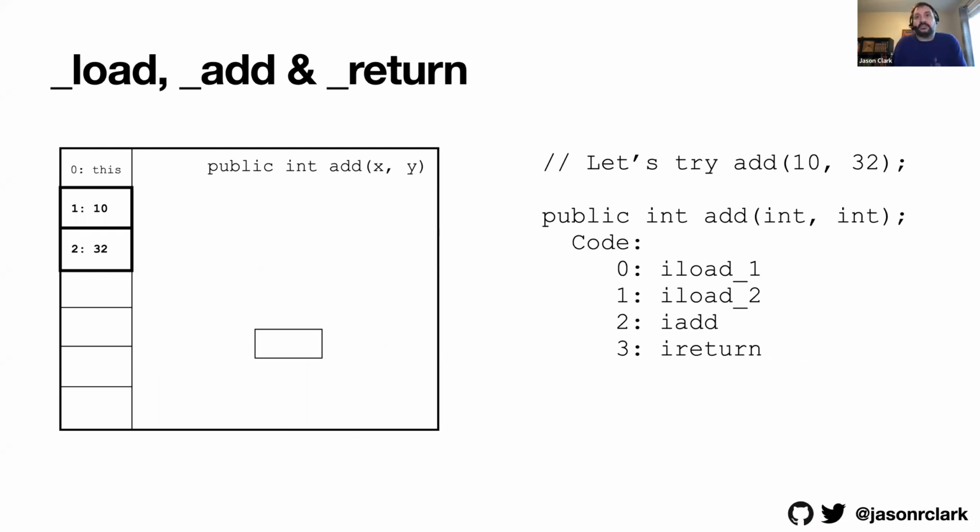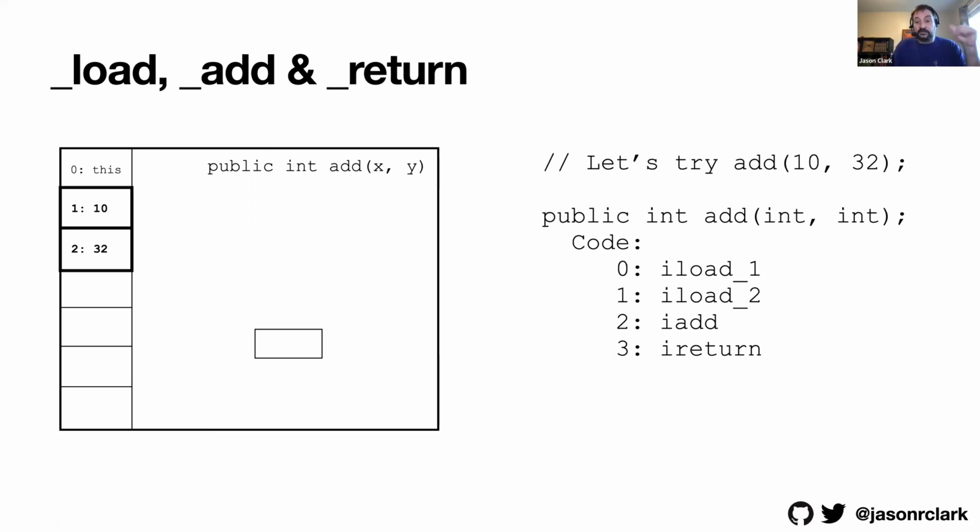Over on the right, this is the representation of our add method as bytecode. What we're going to do is step through and introduce each of these instructions, and show how the machine works with our evaluation stack and with those slots in our frame. We're going to call the method with 10 and 32 as our two numbers. We can see at first, when we come into the method, our slots are already partially occupied.